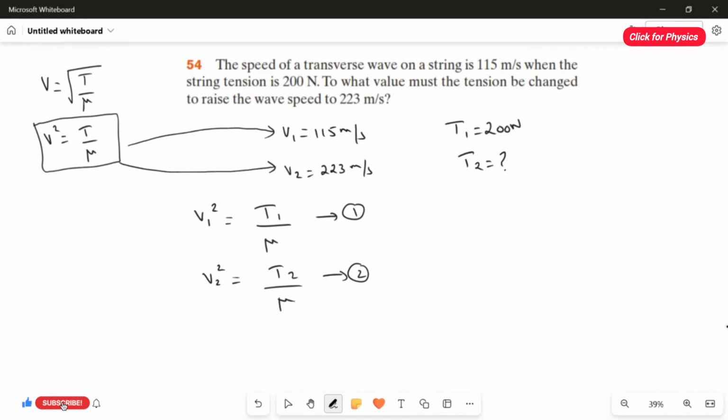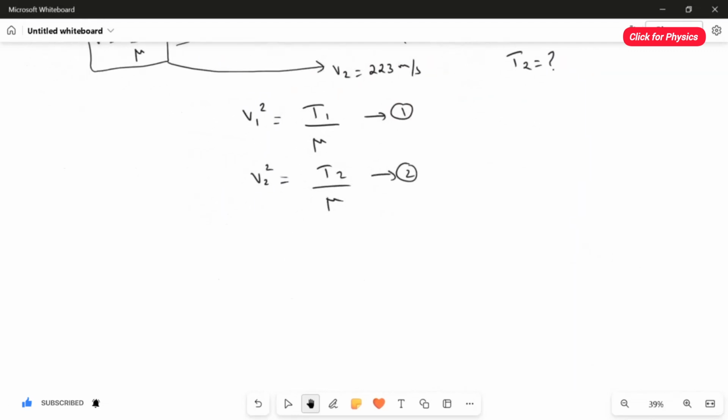And here the most important thing: because we use the same string, the linear density will not change. That's the reason we write the linear density as it is, as mu. Once we work out the answer for T2, this mu will cancel out. So now I'm going to divide the second equation by the first equation to get the answer for T2. So let's divide equation 2 by equation 1.